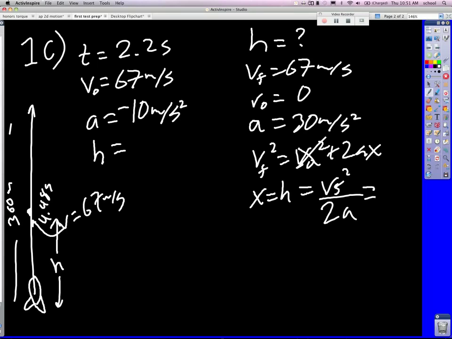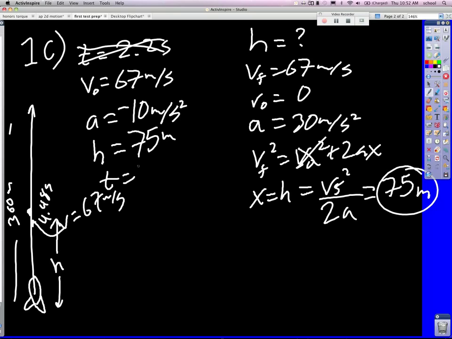And now that we know this is 75 meters, we don't need this anymore. We're looking for the time of flight in the air. So look at my variables. Right, V, a, x, and t. So I use x equals V0t plus 1/2 at squared. What we're doing now is looking for when this thing falls back down to the ground. So our start time is right here, in the air, and then it falls back down to the ground. So we're at a height of 75. So it's negative 75, and then this is 67t, and then this is minus 5t squared.